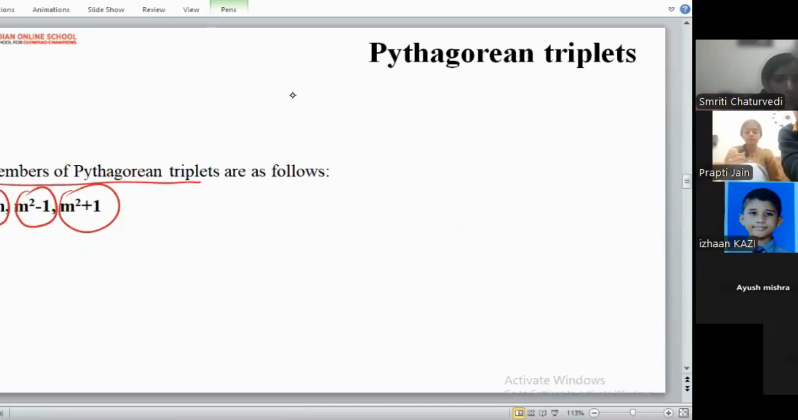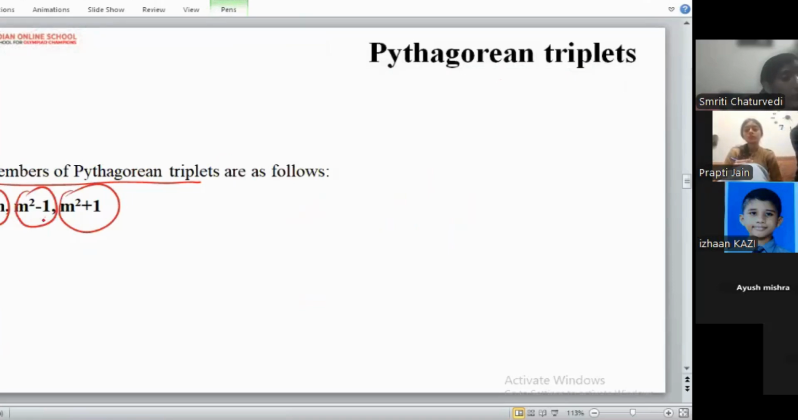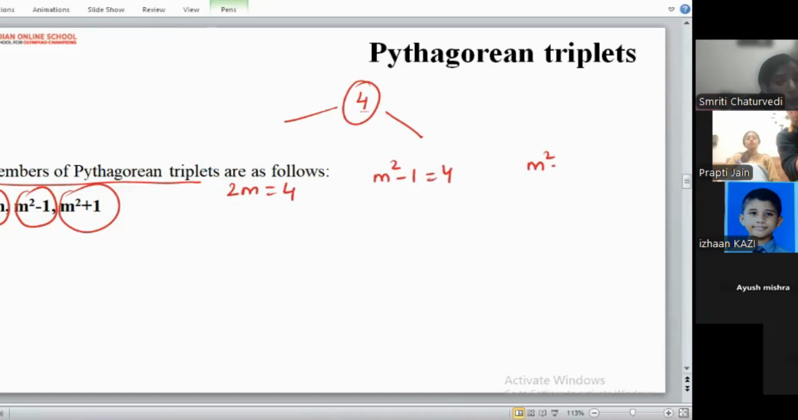So I was telling you about the members of the Pythagorean triplet: 2m, m square minus 1 and m square plus 1. Correct? If 4 is one of the members, you are supposed to find the other two. For this 4, first you will try to put it equal to 2m, or m square minus 1, or m square plus 1. Out of these three members, which one is 4 equal to?